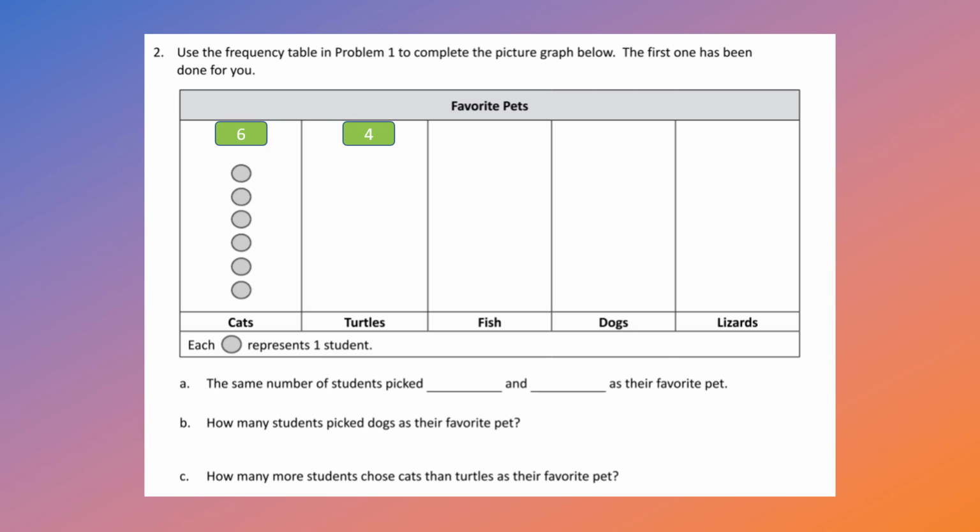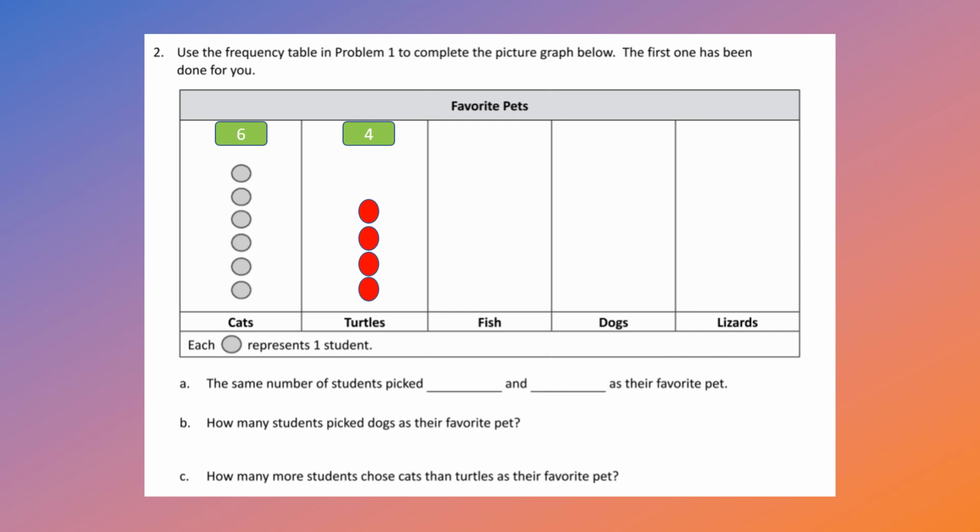Now for turtles, what was the number for turtles? 4. That's right. So the number for turtles was 4, which means you're supposed to have how many circles under turtles or above turtles? That's right, 4 circles. So go ahead and make sure you have 4 circles there. You should already have 4 circles right there for turtles. Each circle represents 1 student. All right, so 4 students had turtles.